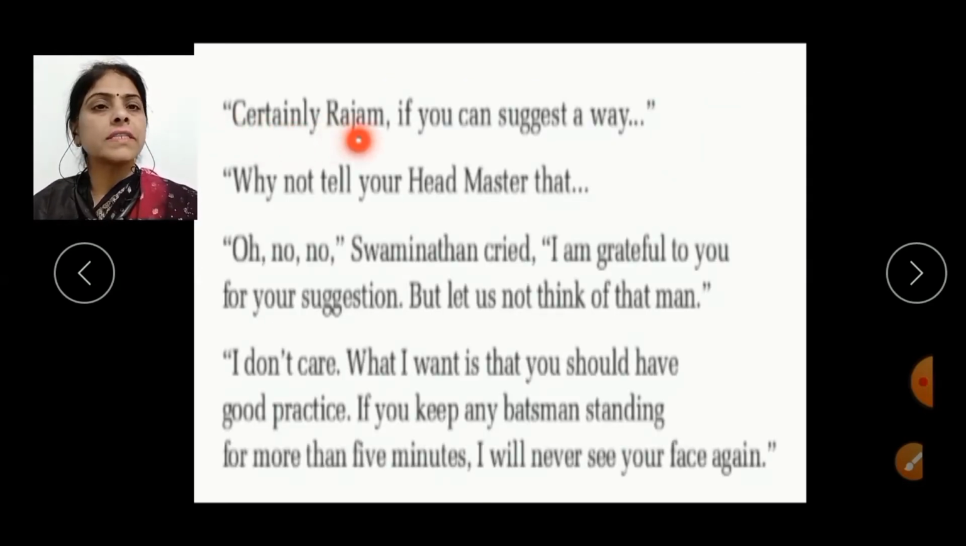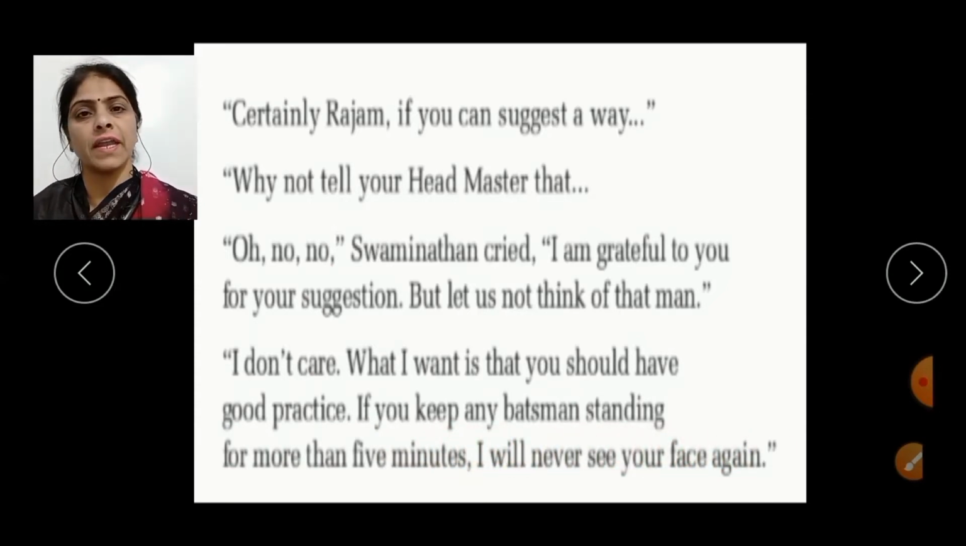"Here, certainly, Rajam, if you can suggest a way, why not tell your headmaster that?" "Oh, no," Swaminathan cried. "I am grateful to you for your suggestion, but let us not think of that man." "I don't care. What I want is that you should have good practice. If you keep any batsman standing for more than 5 minutes, I will never see your face again."